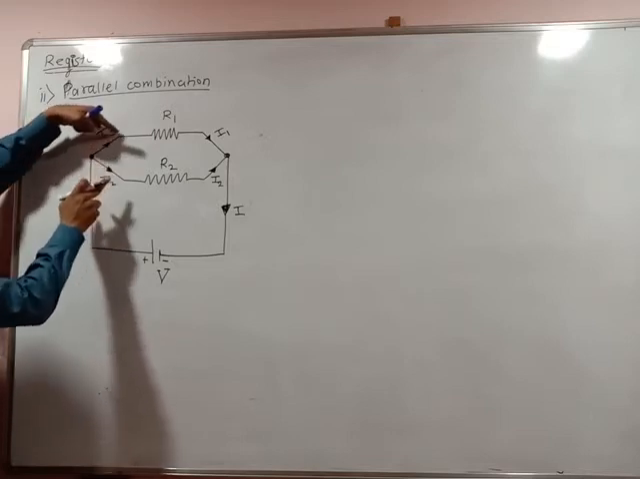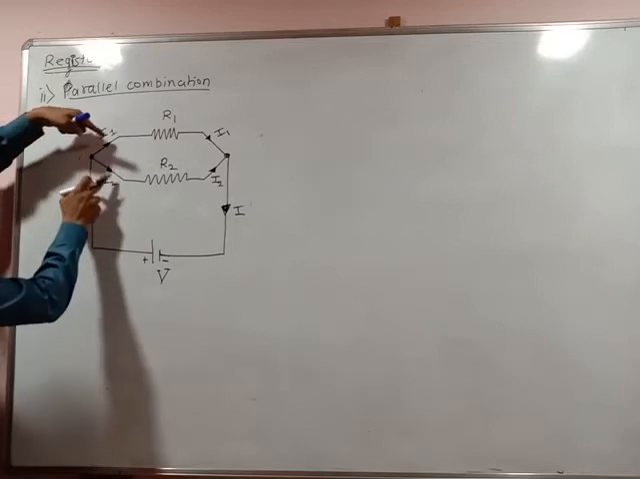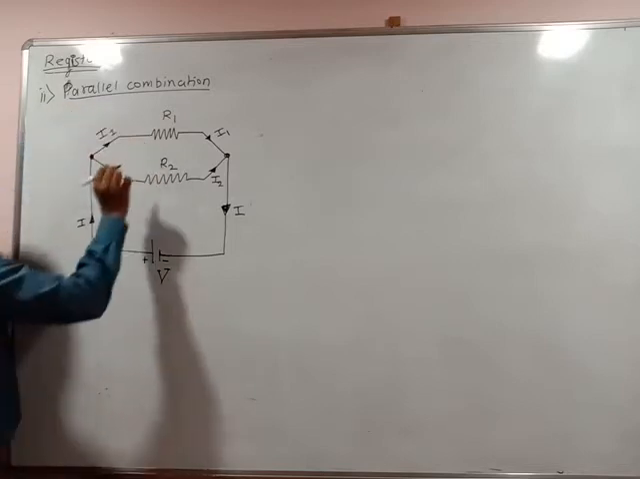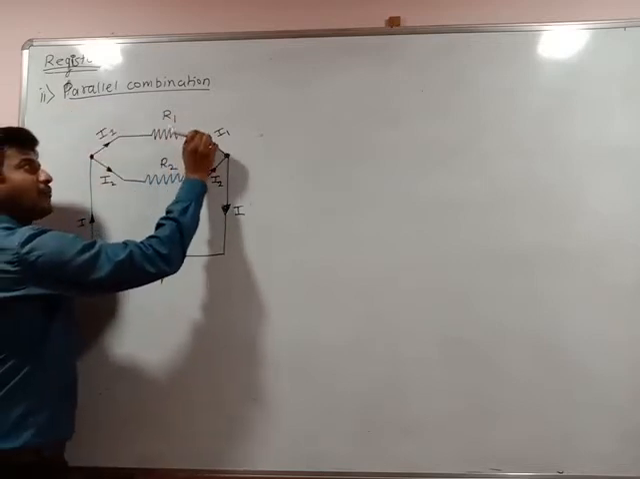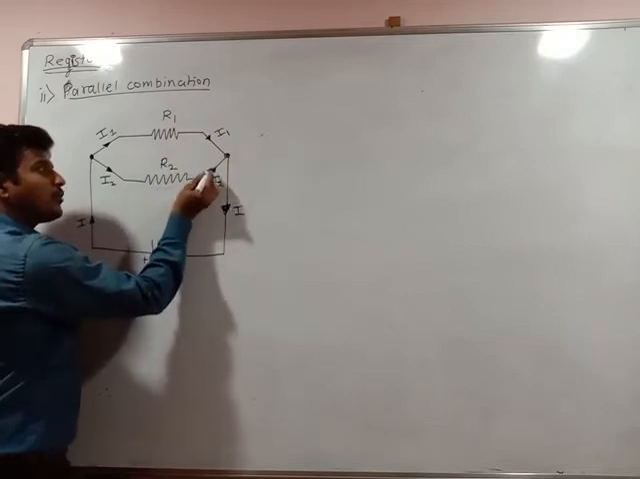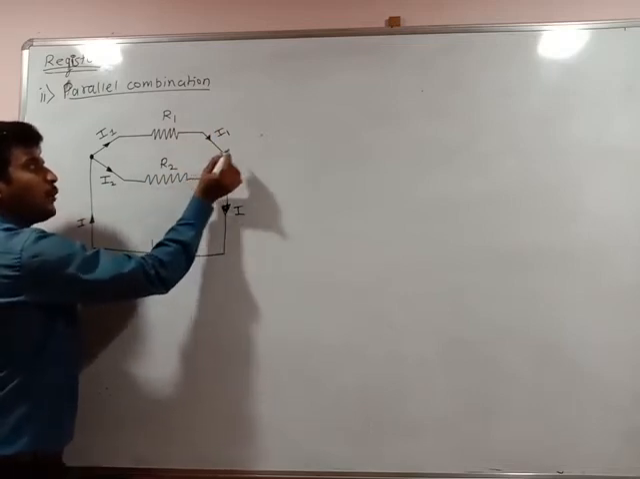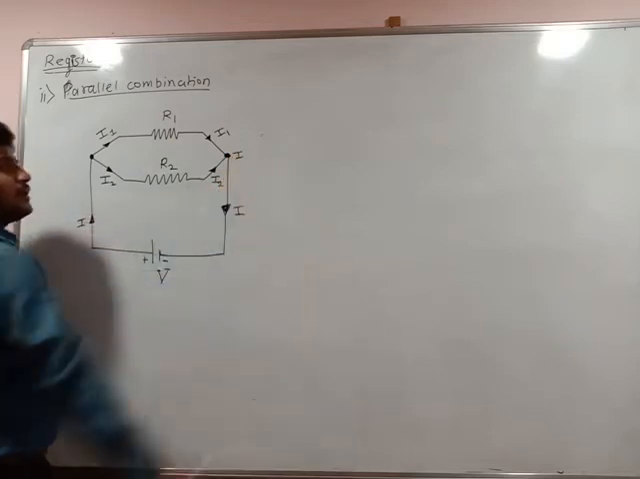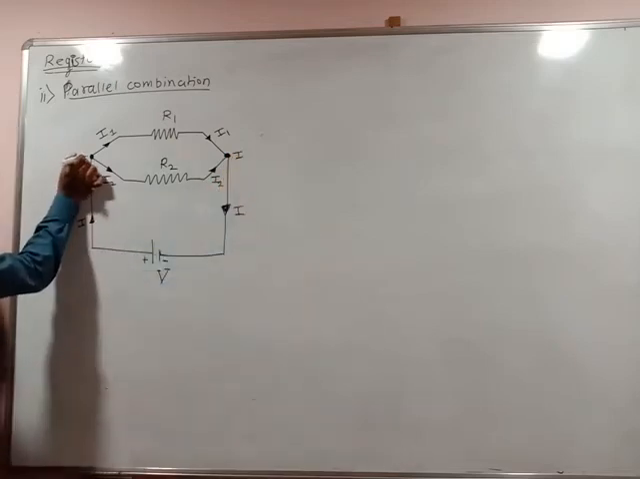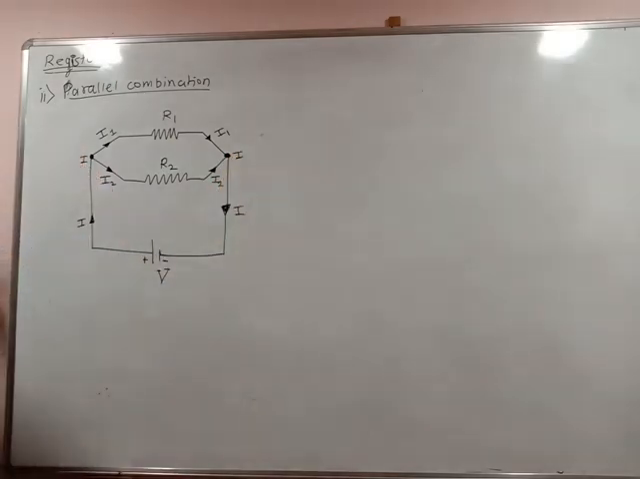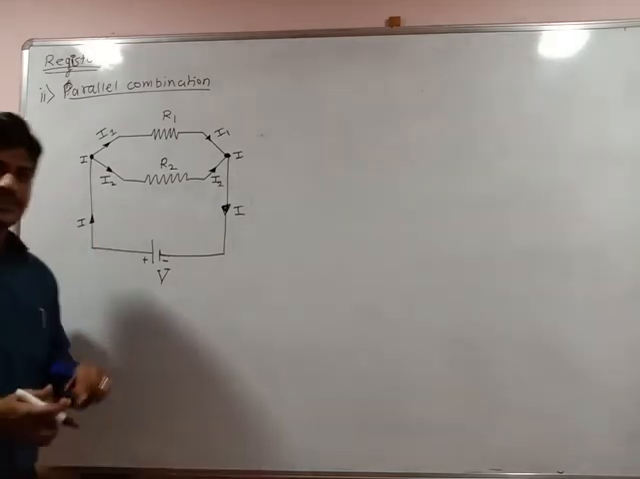Now I1 passes through resistance R1 and I2 passes through resistance R2. Again, I1 comes out of resistance R1 and current I2 comes out of resistance R2. And again at this point, total current is said to be I. Here also total current is said to be I. Now what is your conclusion? What happens to current? Is current the same across the circuit?